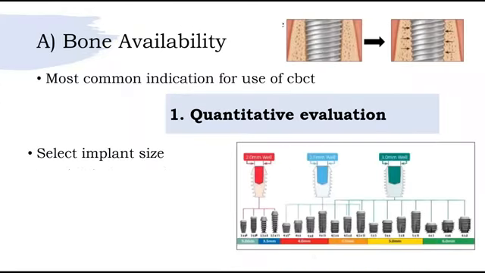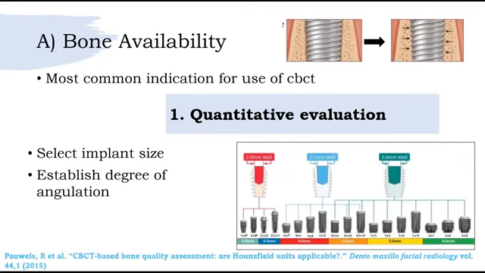Coming to the bone availability, the most frequently reported indication of the use of CBCT in the implant planning area is to measure the amount of the alveolar ridge and map the bone morphology of a possible implant site for osseointegration of the implant. The evaluation of the bone availability can be categorized into quantitative evaluation and qualitative evaluation.